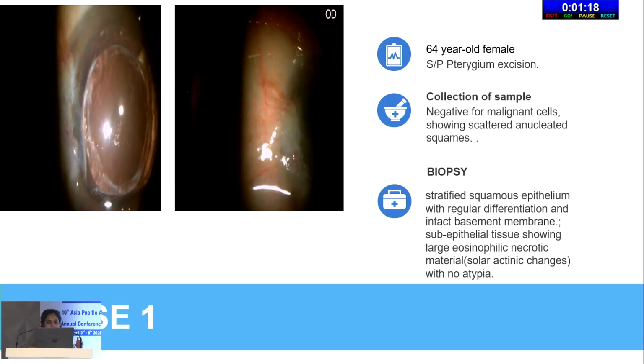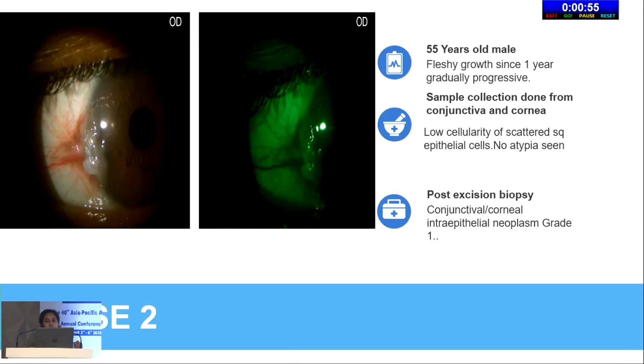I will present three cases. The first case was a 64-year-old female, status post pterygium excision. We collected samples. It was negative for malignant cells and showed just scattered anucleated cells. Then the patient underwent surgery, and the biopsy showed solar actinic changes suggestive of actinic keratosis. These are the post-op pictures. Then one more patient, a 55-year-old male, had a fleshy growth. We collected a sample. On impression cytology, we got low cellularity of scattered squamous epithelial cells and no atypia. The post-excisional biopsy came as CIN grade 1.